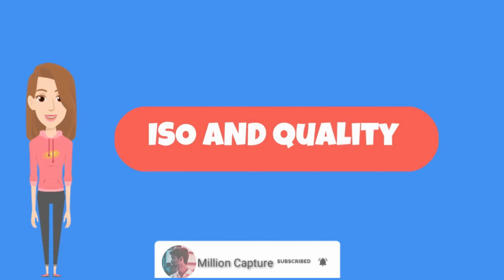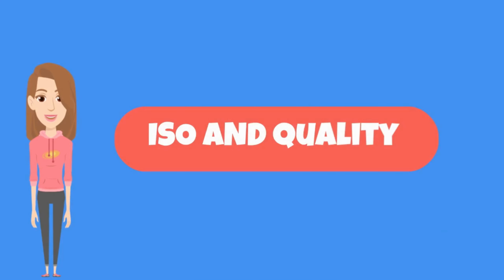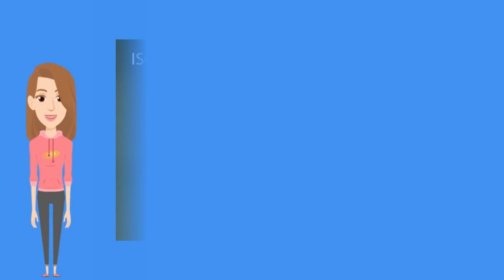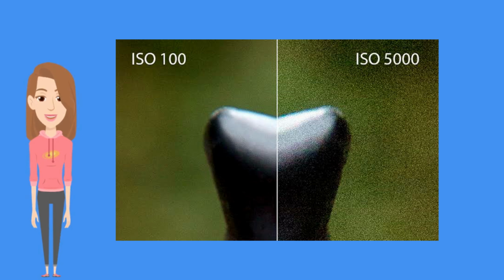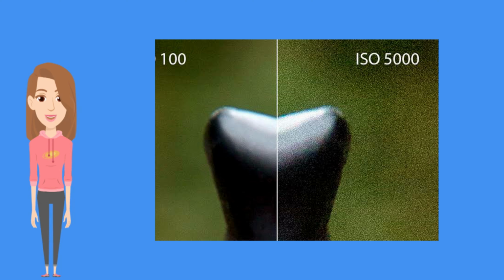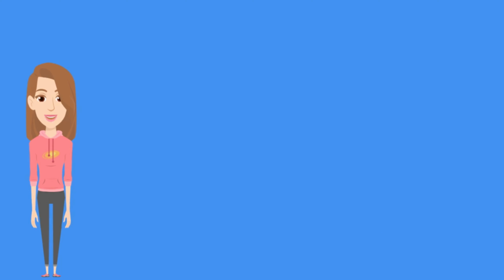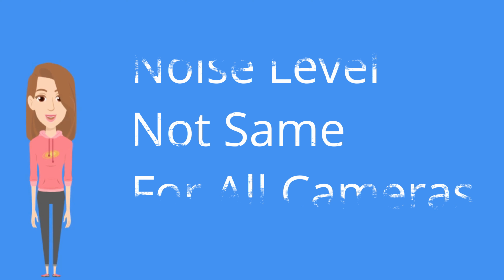Beyond simply changing the exposure, ISO also affects image quality. A higher ISO typically translates to a noisy or grainy image, just as a higher ISO film has more grain than one with a lower ISO. The picture on screen shows how ISO can directly impact image quality, though keep in mind that the particular noise levels depend on the camera.